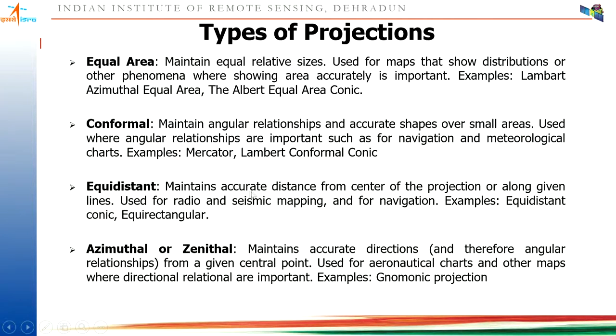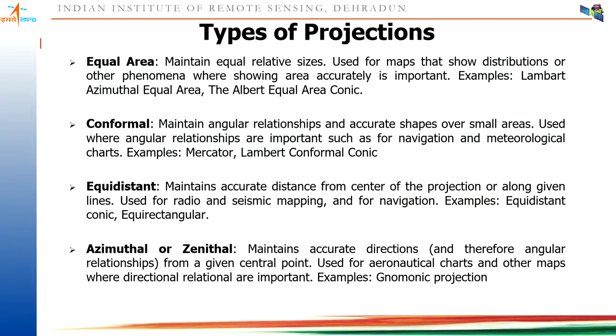Equidistant maintains accurate distance from the center of projection or along given lines. It is basically used for radio or seismic mapping and for navigation. Examples are equidistant conic and equirectangular. Similarly, azimuthal or zenithal maintains accurate directions from a given central point and is used for aeronautical charts and other maps where directional relations are important, and there is also the mnemonic projection. So there are various kinds of map projections available.